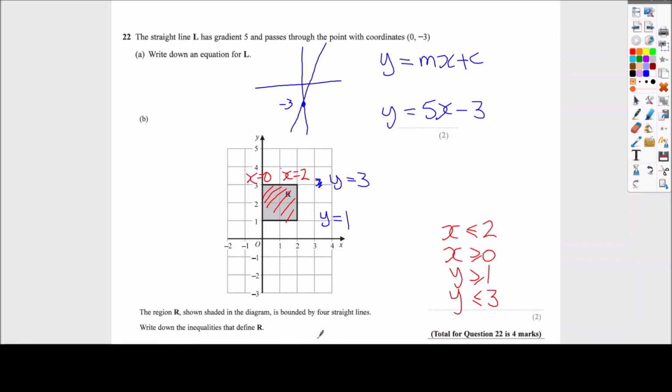So our very final answer, those are the 4 inequalities, but just grouping all those into 2 simpler inequalities, we're saying that x is less than or equal to 2, but greater than or equal to 0, and y is less than or equal to 3, greater than or equal to 1. So your final answers should be that bit in green rather than the working in red.